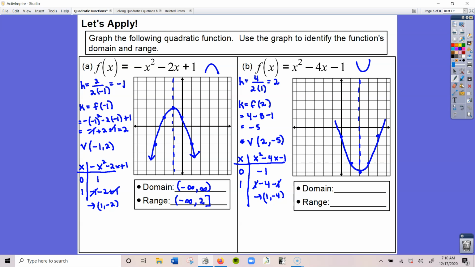And this is my parabola. Now for the domain and range, like I mentioned, the domain is always negative infinity to infinity, because this is, again, a polynomial function. And the range, the smallest y value is located here at the minimum. So we would say from negative 5, remembering that these values are included, and it goes up forever, so to infinity.